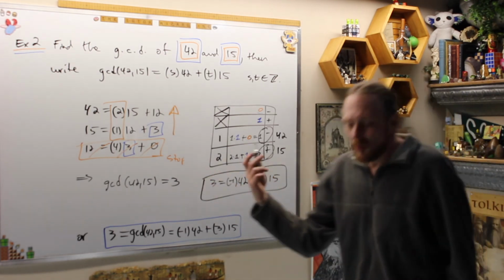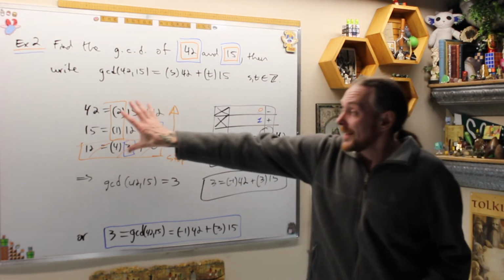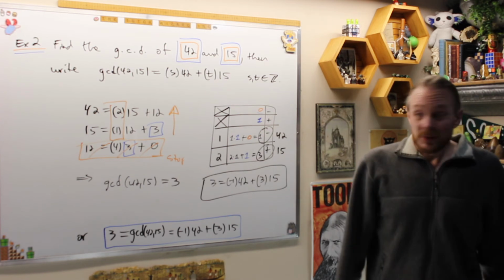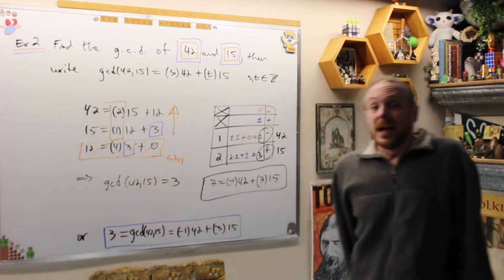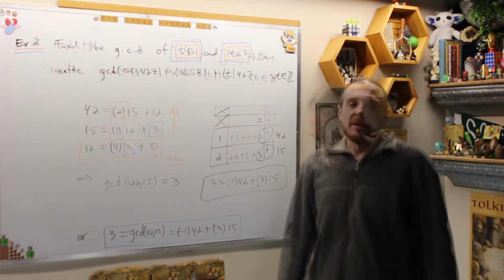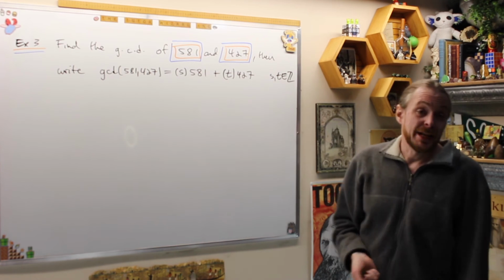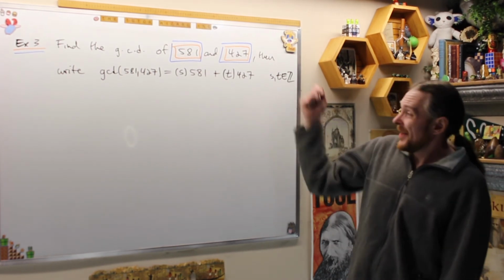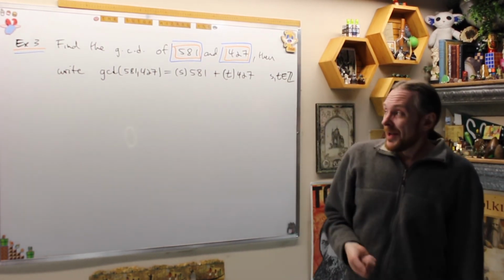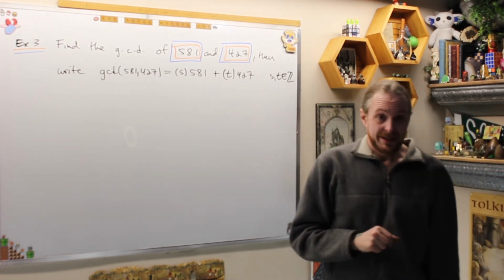Now let's do that one more time with some slightly larger numbers so that we can see how the Euclidean-Bezoutian algorithm works to find the GCD of 2 numbers and then write it as a linear combination of the original 2 numbers. One more time. All right, to finish off, we'll do example 3. Find the greatest common divisor of 581 and 427, and then write that greatest common divisor as a linear combination of 581 and 427.